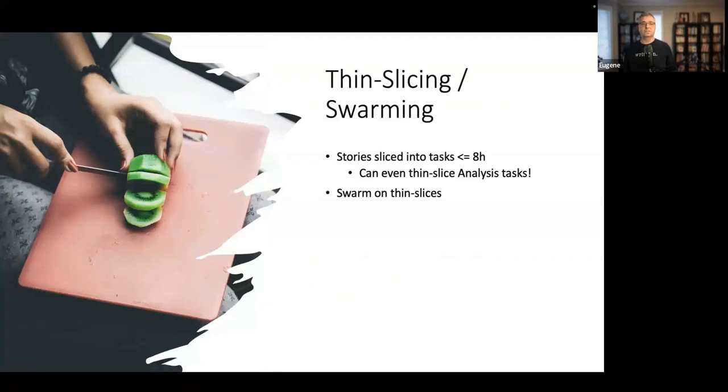Next part of the process is thin slicing and swarming, right? So this is a process that I've been doing probably for the last 10 years or so, where essentially a story is sliced into 8-hour chunks. And even analysis tasks, right? Like if we're trying to come up with a design doc or whatever, those are sliced into smaller chunks as well. So you slice stories into these small chunks and then you swarm on those thin slices. So the thin slices allow multiple developers to work on the same story at the same time. And the huge benefit of that is you avoid silos.